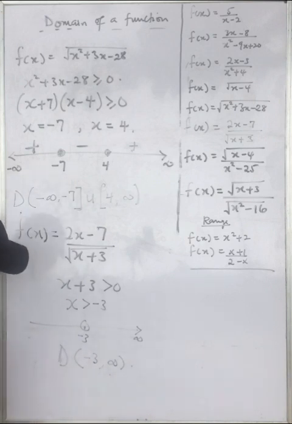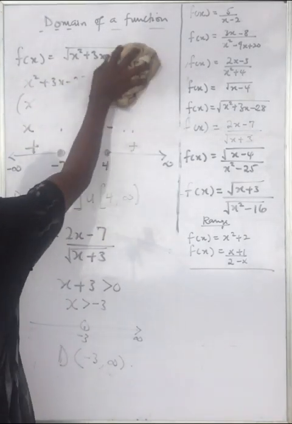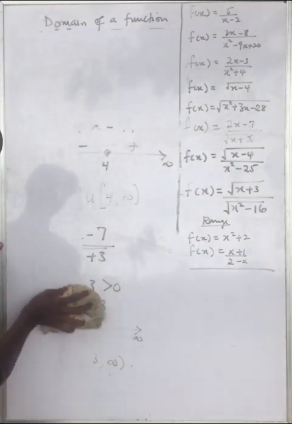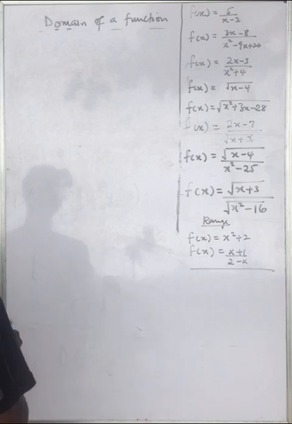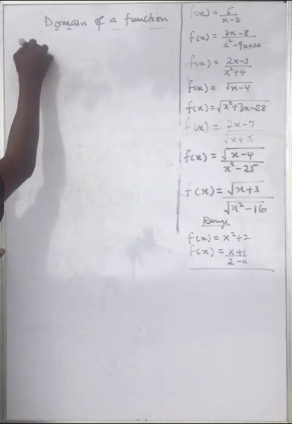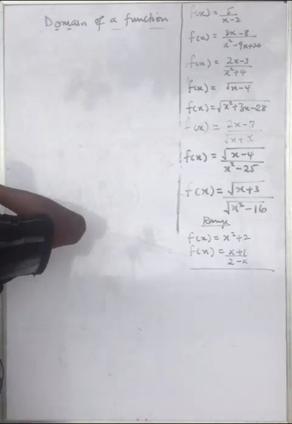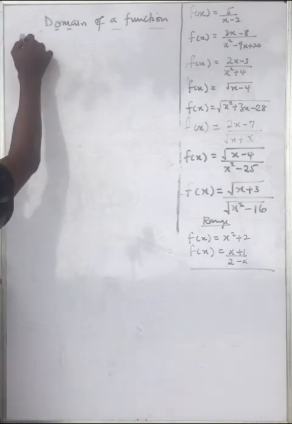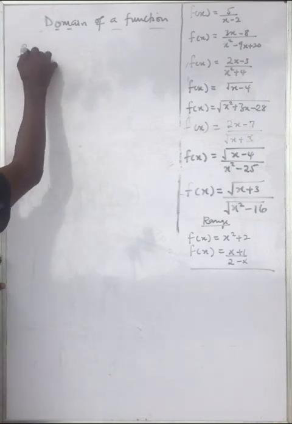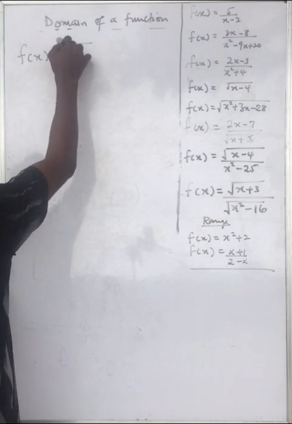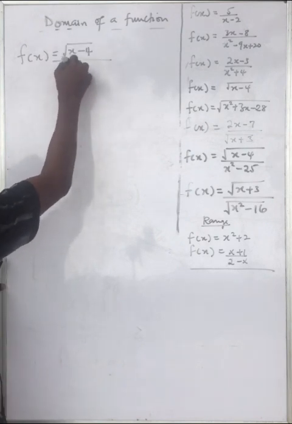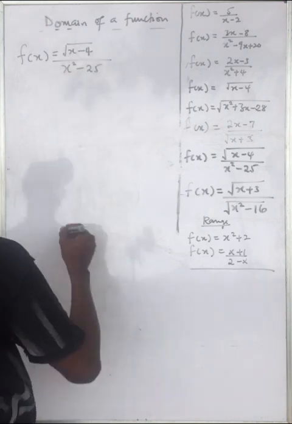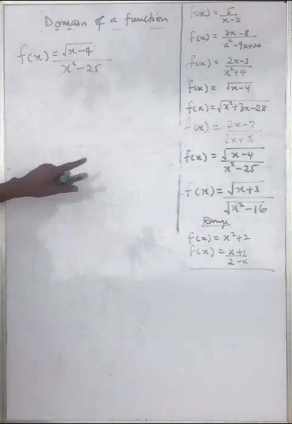So shall we find the domain of other functions we are given here? We are given f of x equals the square root of x minus 4 over x squared minus 25. So shall we find the domain of this function?